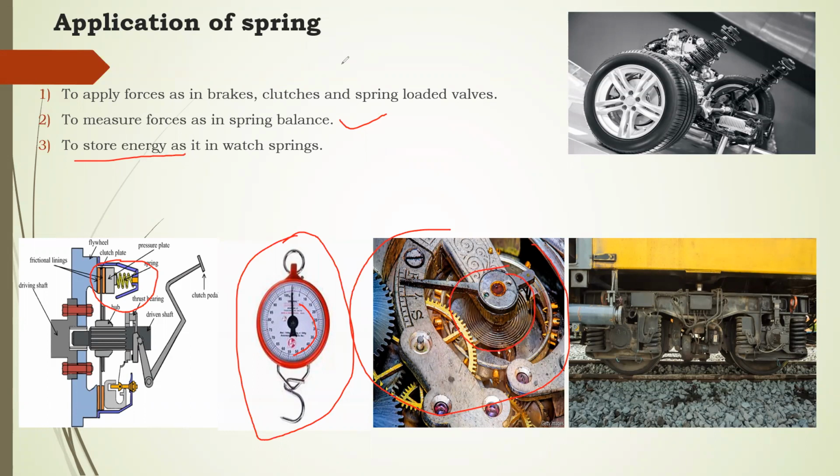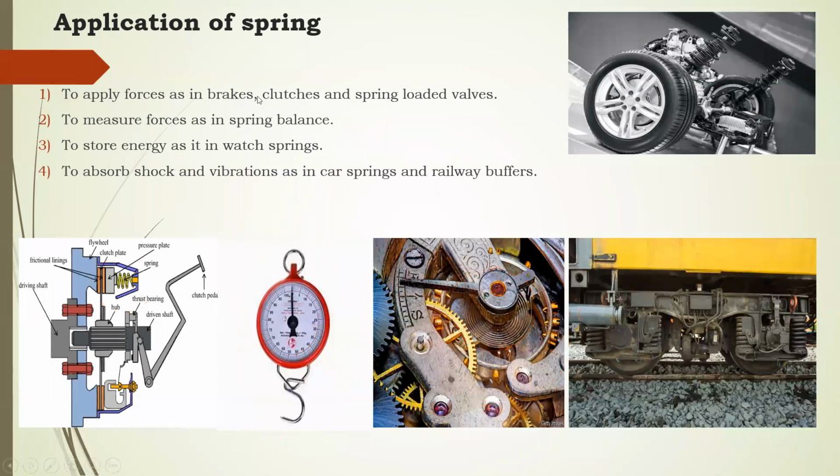First, to apply forces in brakes and clutches. Then to measure forces we use a spring, and to store energy we use a spring. Apart from this, there are many other applications of the spring, such as acting as a cushioning agent. Springs absorb shock and vibrations in car springs or railway tracks. You can observe in this train picture also that the spring is used as a vibration absorber or shock absorber to give a cushioning effect.